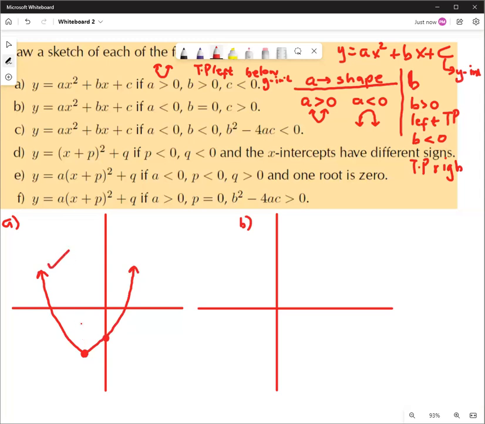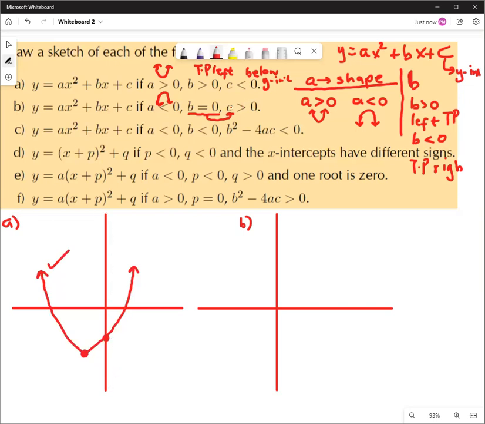Now let's do B. On B, they say a is negative, so I know I'm facing down. They say b is equal to 0. Ladies and gents, if b is equal to 0, it means the turning point is neither on the left nor on the right. It's going to be exactly on c. So it's exactly where c is, because it's neither on the left nor on the right. So it has to be exactly on this line here.